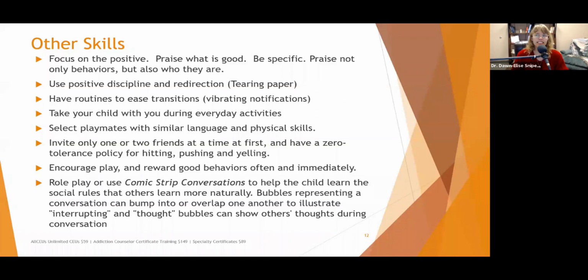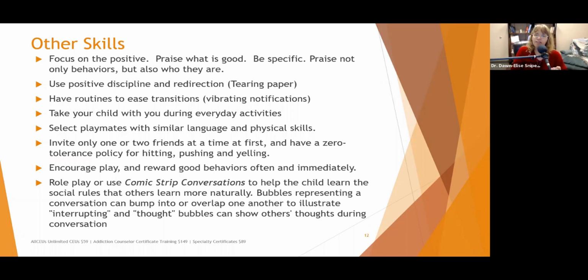Have routines to ease transitions, such as if they're getting ready to do something, they can potentially have a mobile device that has a push notification that vibrates. The vibration cues them in that it is time to go to second period, or get ready to go to recess or lunch, or whatever they're getting ready to do. You can have songs that you sing. There are various different ways to cue the person in and get their attention to let them know, okay, we're beginning transition into this next activity.